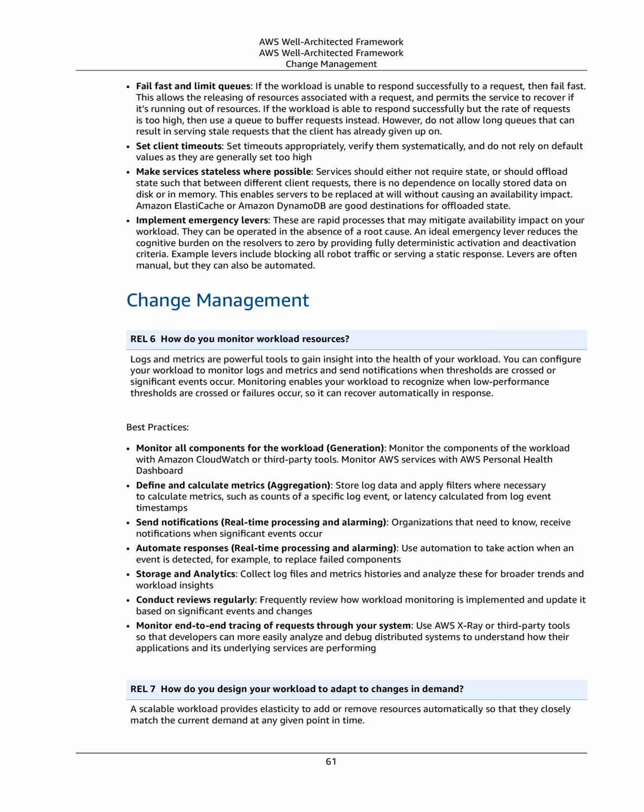Fail fast and limit queues. If the workload is unable to respond successfully to a request, then fail fast. This allows the releasing of resources associated with a request, and permits the service to recover if it's running out of resources. If the workload is able to respond successfully but the rate of requests is too high, then use a queue to buffer requests instead. However, do not allow long queues that can result in serving stale requests that the client has already given up on.